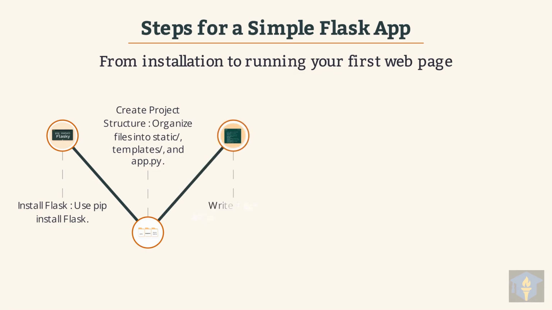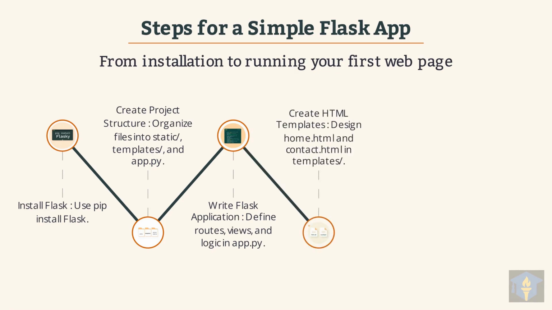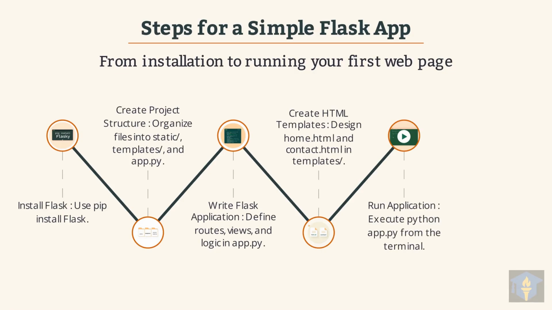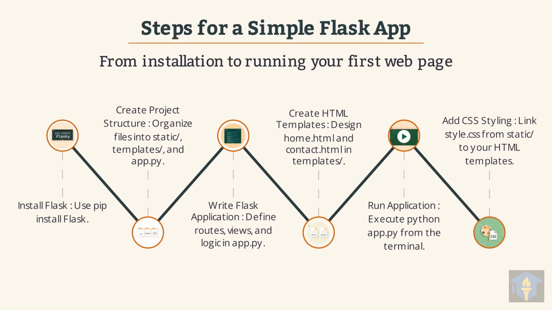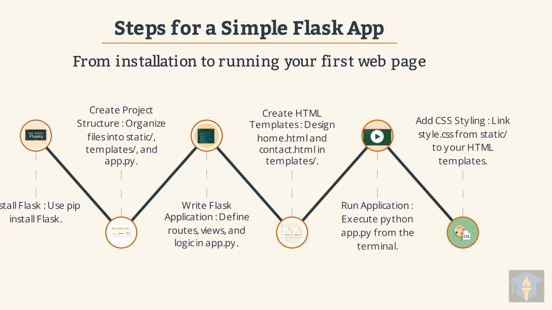Then, write your Flask application. This involves defining routes, views, and all your application logic in app.py. After that, create your HTML templates, designing home.html and contact.html inside the templates/ directory. To run your application, simply execute python app.py from your terminal and Flask will start its server. Finally, add CSS styling. Link your style.css file from the static/ folder to enhance your HTML templates.